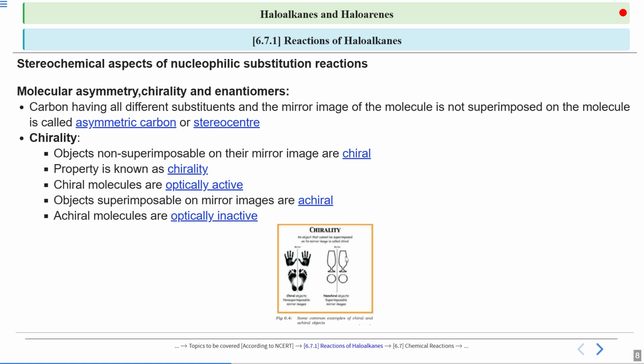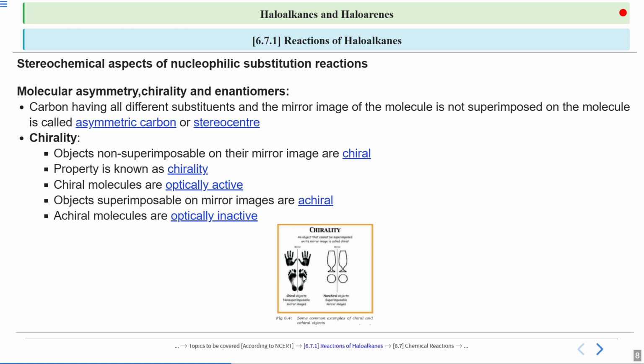Meanwhile, if you take this glass object and draw the image of this glass by putting a mirror in between, and then put this image of the glass onto the initial glass object, it will be properly superimposable, right? So they are achiral, because the object can be superimposed on its mirror image.